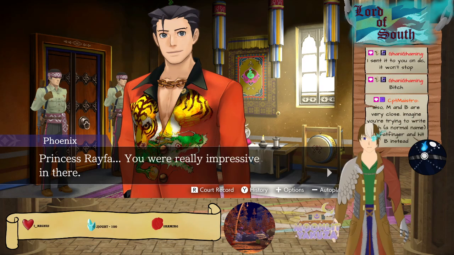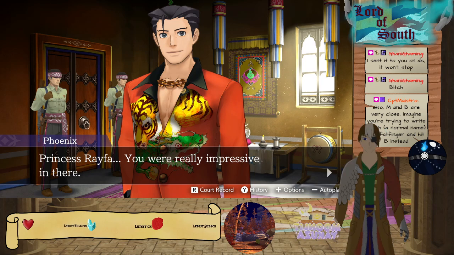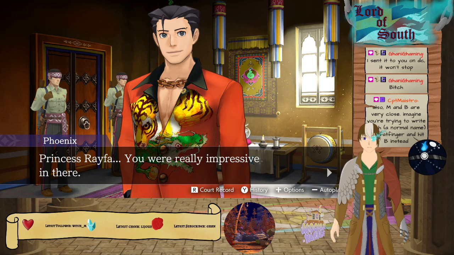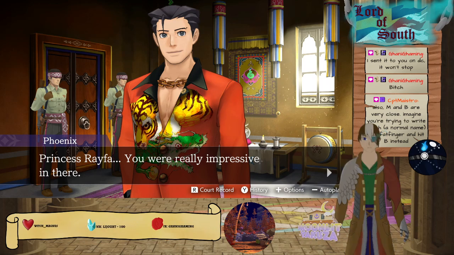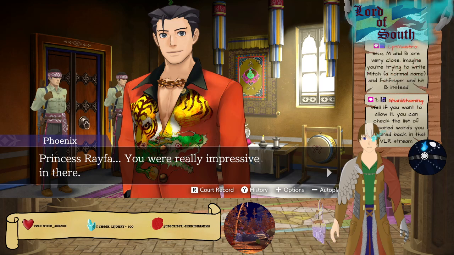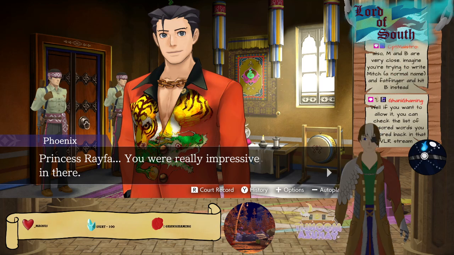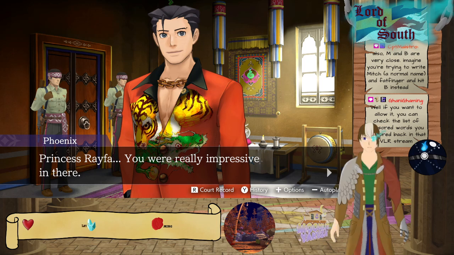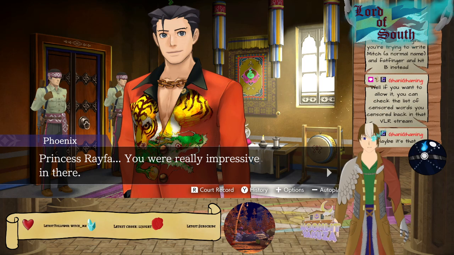Also, M and B are very close. Imagine you're trying to write Mitch, a normal name, and fat fingered it and hit B instead. Oh, I have done that so many times. Especially on keyboards, I cannot sometimes spell because I end up wanting to have my fingers everywhere. So I ended up basically spelling my name with like the number. Basically manbe.